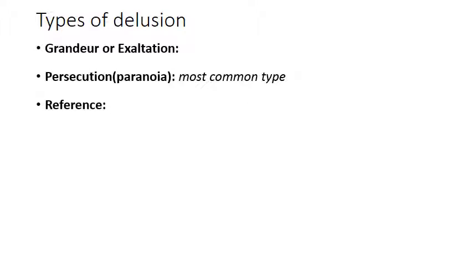The next one is delusion of reference. In this very interesting delusion, the person believes that every other person is referring to him only. Even if he walks on the street, he believes that the strangers are looking at him, and they are referring to him. So that is delusion of reference. They are talking about him. Like that, the person believes. So that is delusion of reference.